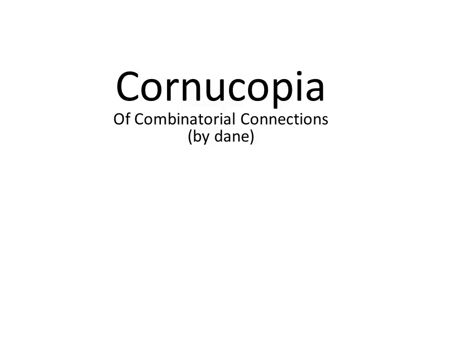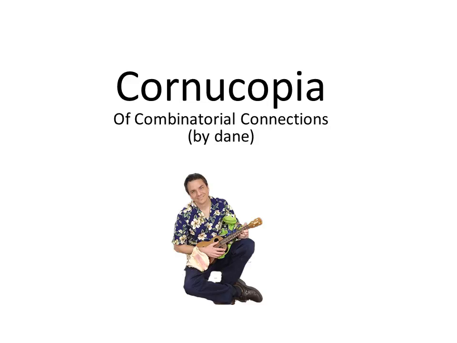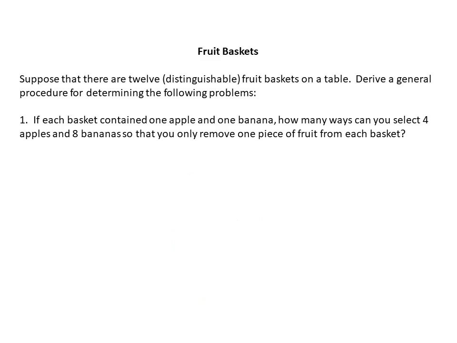This is a math story that I call Cornucopia, which is about counting. Feel free to pause the video at any point to take notes or do some figuring. Suppose that there are 12 distinguishable, meaning you can tell them apart, fruit baskets on a table.